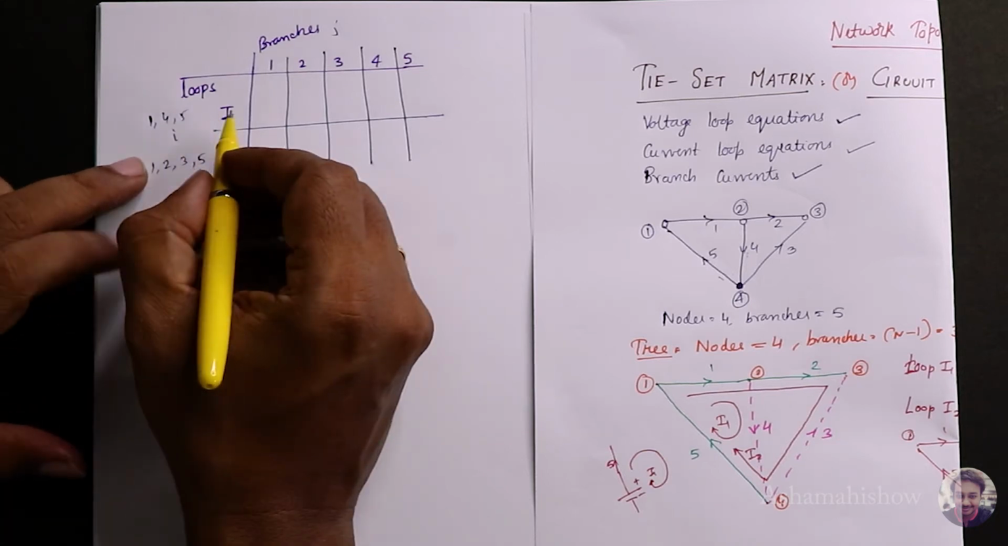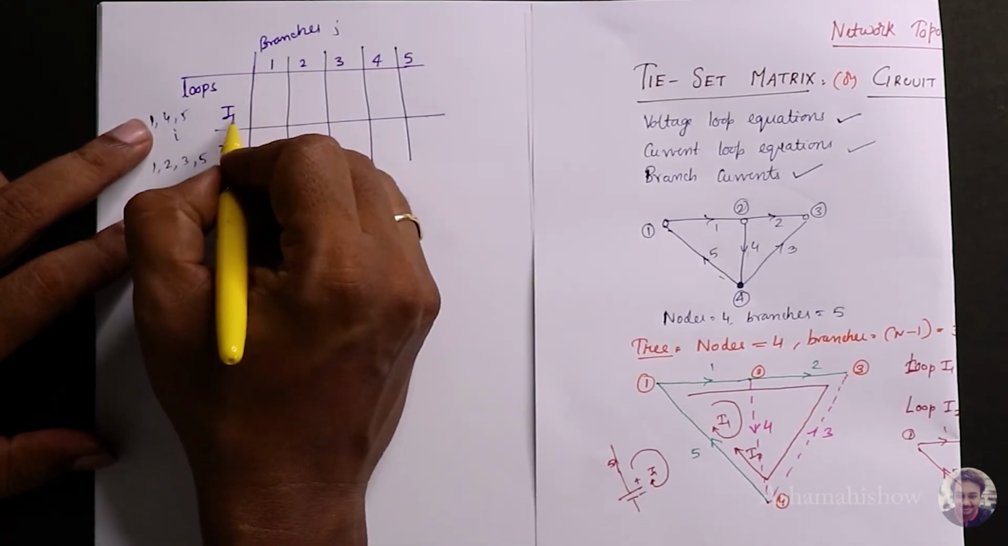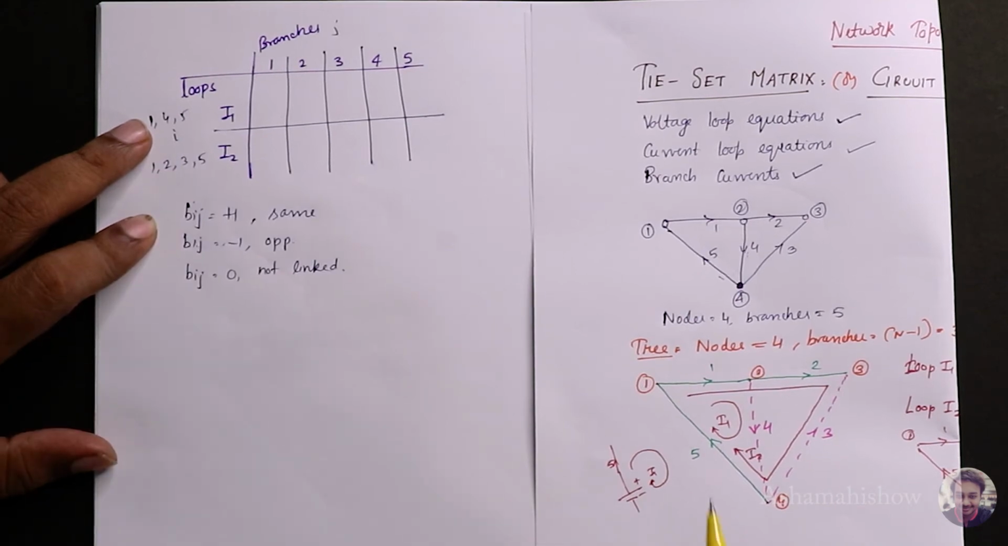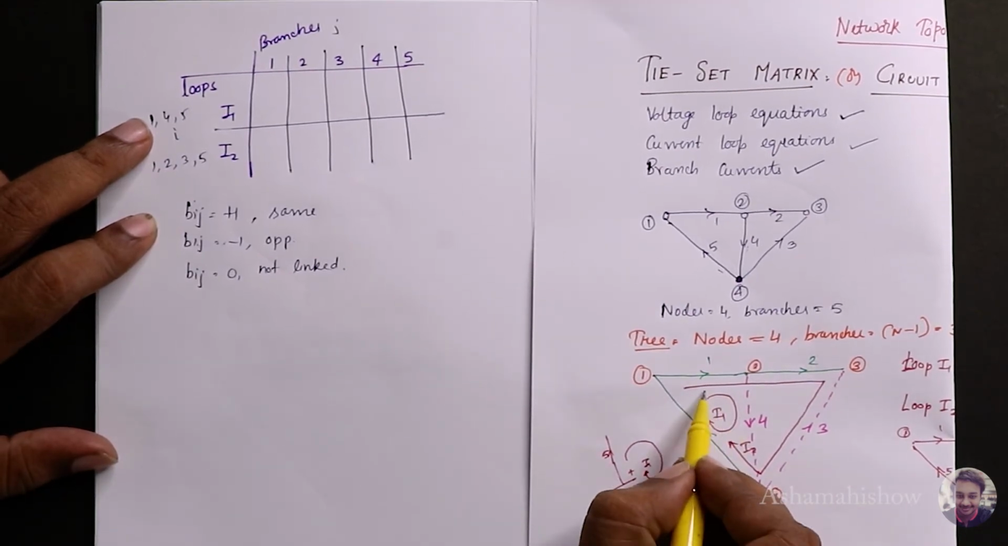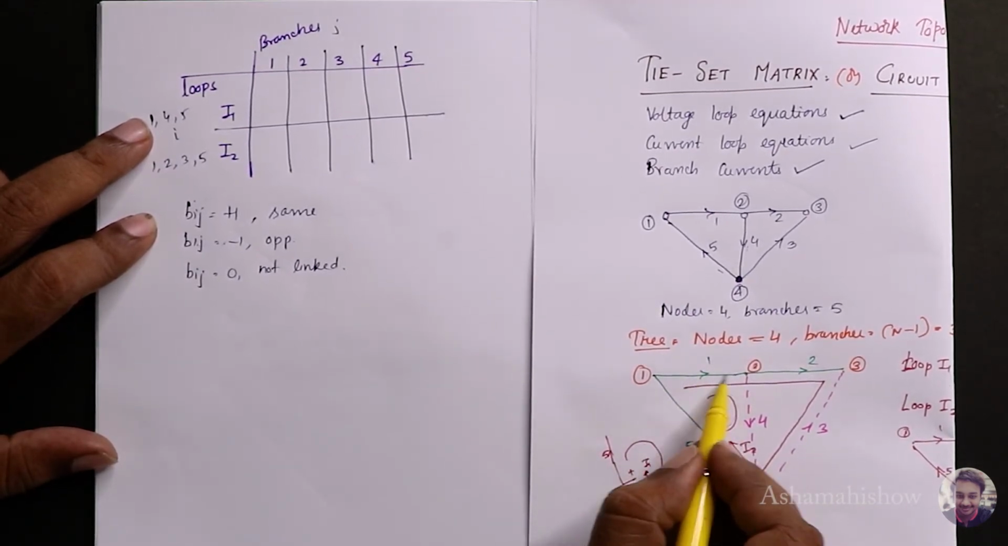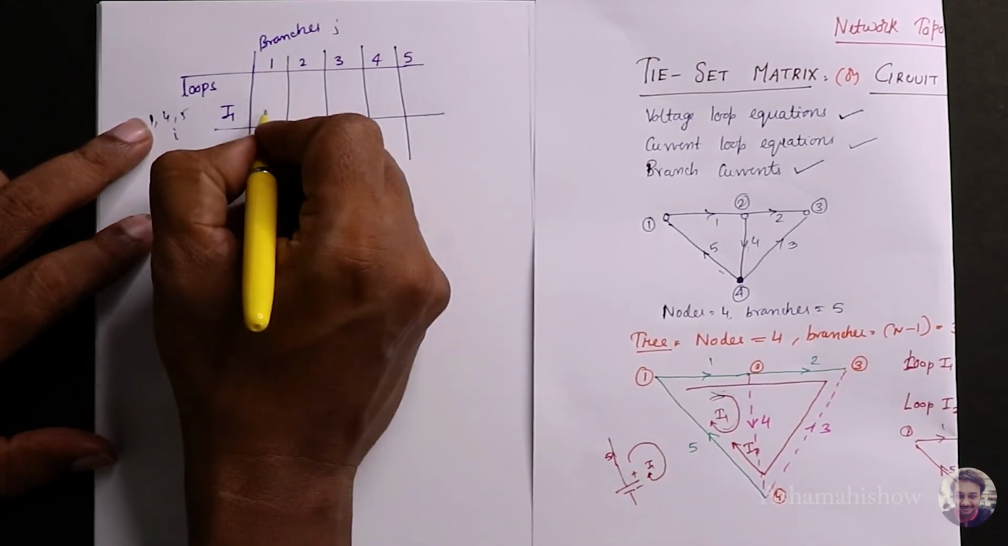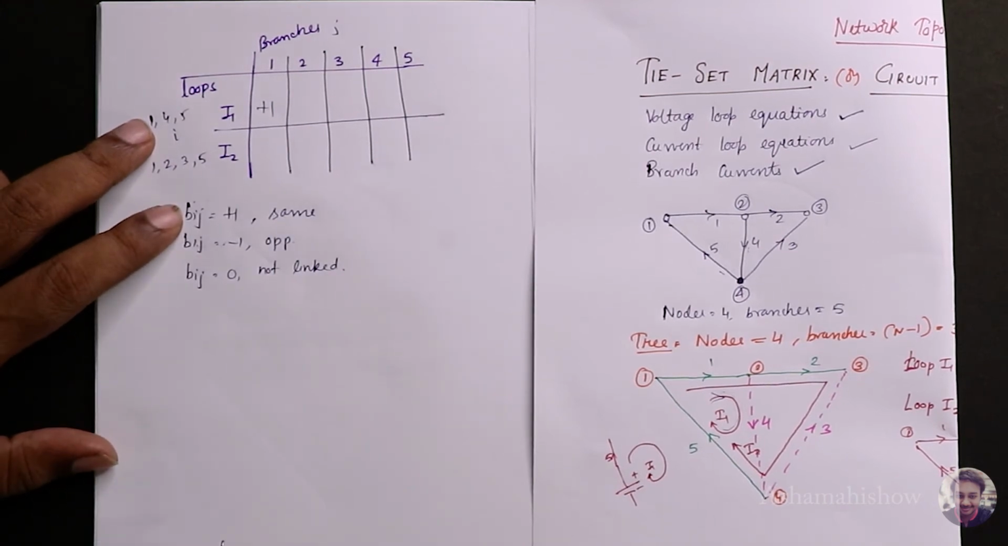So how many branches were linked? Branch 1 and I1 are linked together. Now see the direction. Your I1 is coming like this. Your branch is also coming in the same direction. Both are in the same direction. See, when directions are the same, your answer is plus 1 according to the rule given.